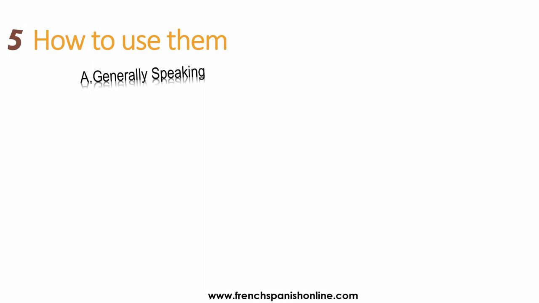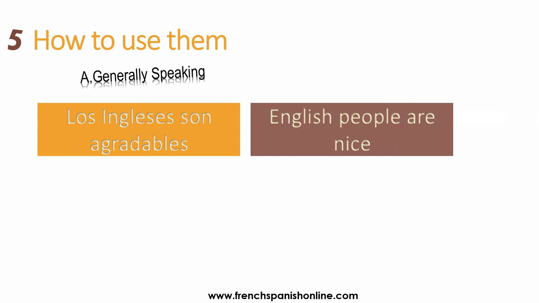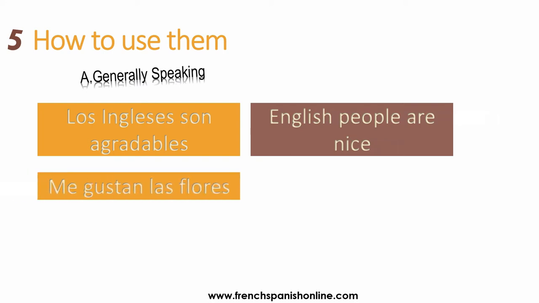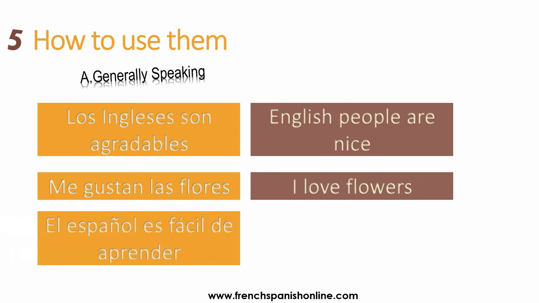First, generally speaking, we use the definite article in Spanish, and we don't in English. Los ingleses son agradables. We want to say English people are nice, generally speaking. In Spanish, we need the definite article. Inglés is masculine, so we use los to say los ingleses son agradables. Me gustan las flores. I love flowers, any flowers, so generally speaking again, so we use the definite article in Spanish. Me gustan las flores.